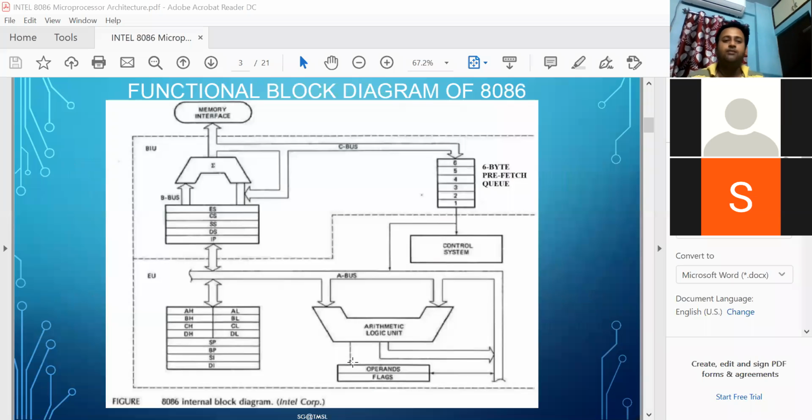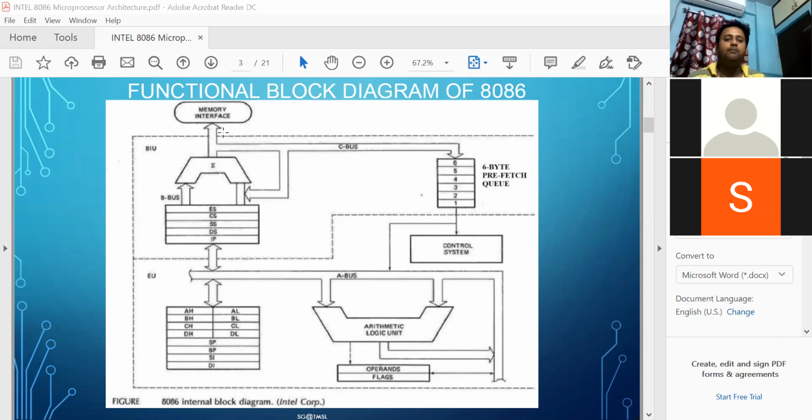So here is the functional block diagram of 8086. I will discuss every block of this diagram. First of all, you will notice that this structure is divided into two parts. The upper portion is called the BIU, bus interface unit. BIU stands for bus interface unit. The lower portion is the EU, that is the execution unit. The architecture is separated by this dotted line.